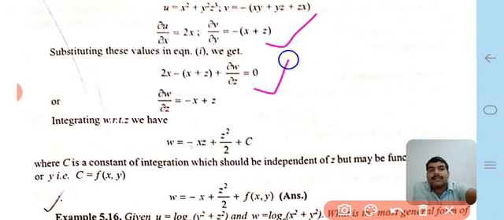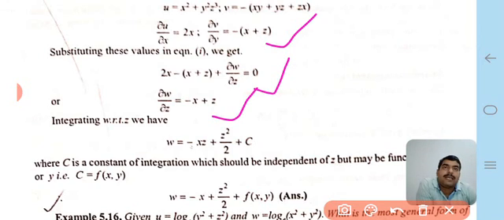we get this equation, and solving we have del w upon del z is equal to minus x plus z. Integrating with respect to z, the velocity component along the z axis is minus xz plus z square upon 2 plus c, where c is a function of x and y. Therefore, the velocity component along the z axis is calculated. w is equal to minus xz plus z square upon 2 plus f, a function of x and y.